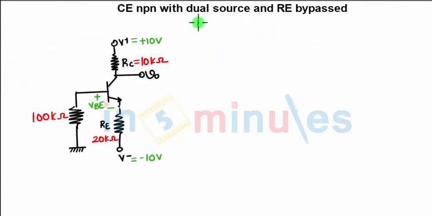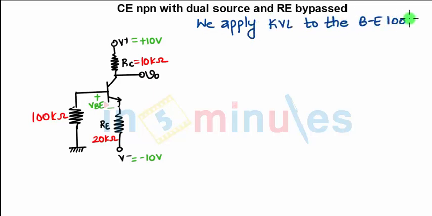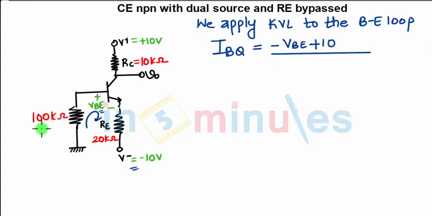Now in DC analysis, we apply KVL to the base emitter loop. You can do it in the shortcut fashion. Say IBQ, identify the base emitter loop. This is your base emitter loop. How many voltage sources? VBE and this V minus. So minus VBE, we are leaving with negative sign, and we are leaving with positive sign, so plus 10, divided by, what is the resistance? This is RB, plus 1 plus beta times RE. This is the total resistance.